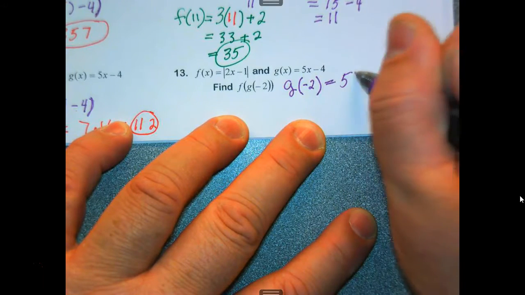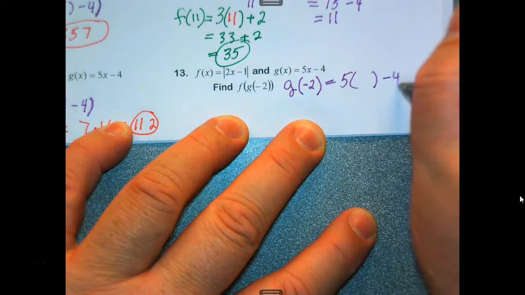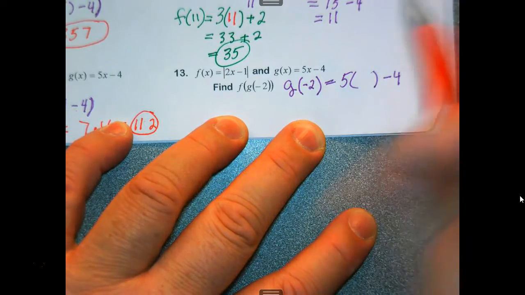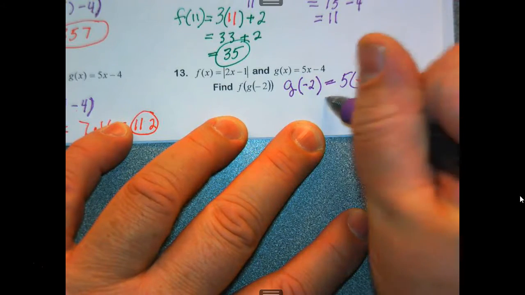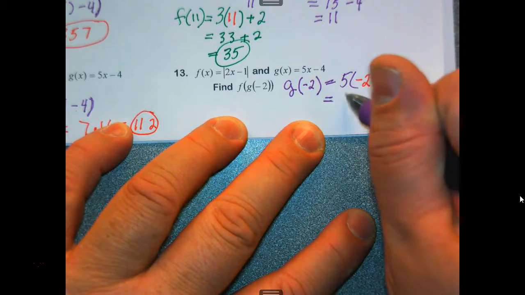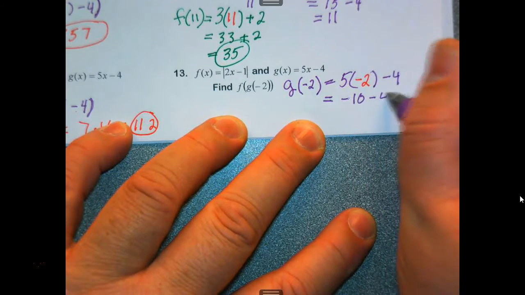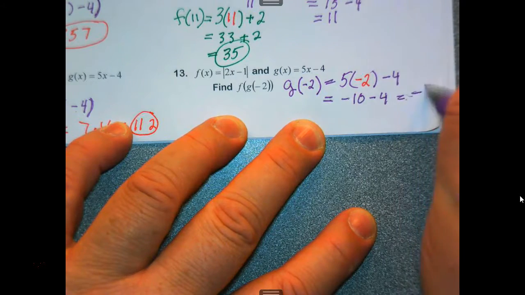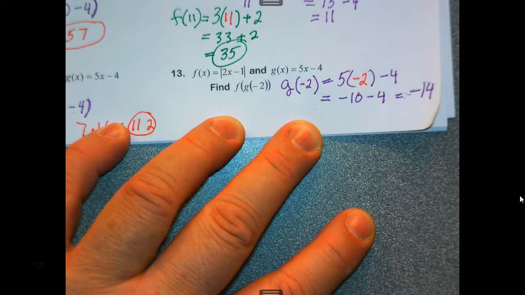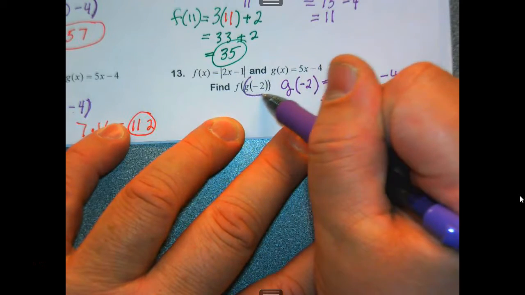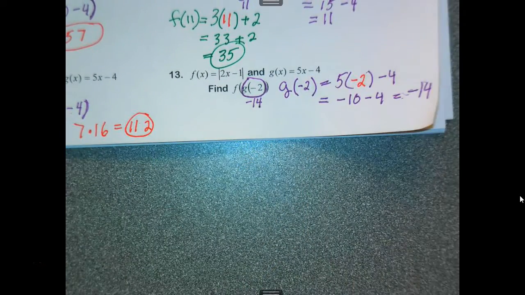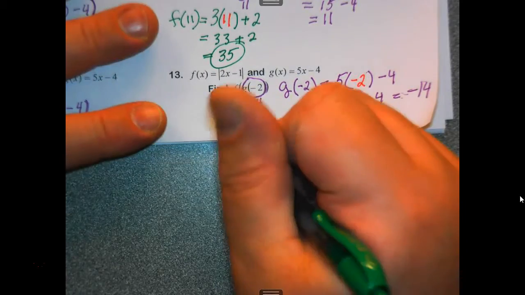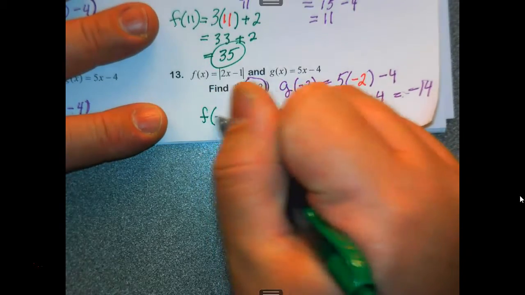See 5 times x minus 4. My x is negative 2. Let's see, I've got negative 10 minus 4 is negative 14. So this g of negative 2 is negative 14. So I have to find the f of negative 14.